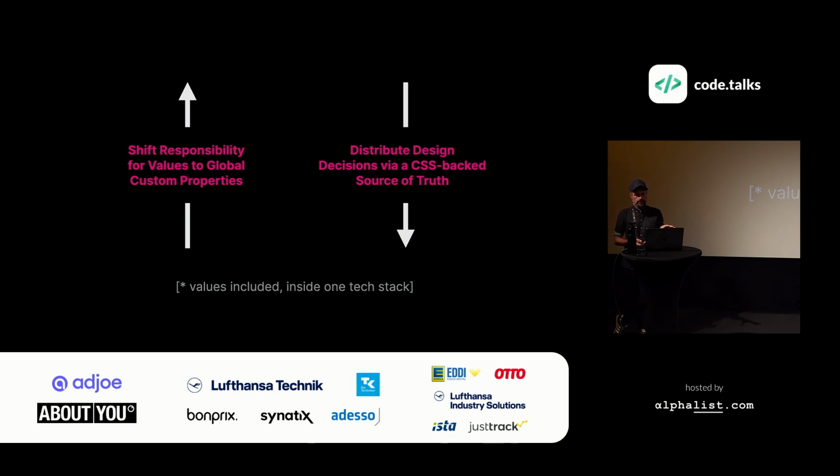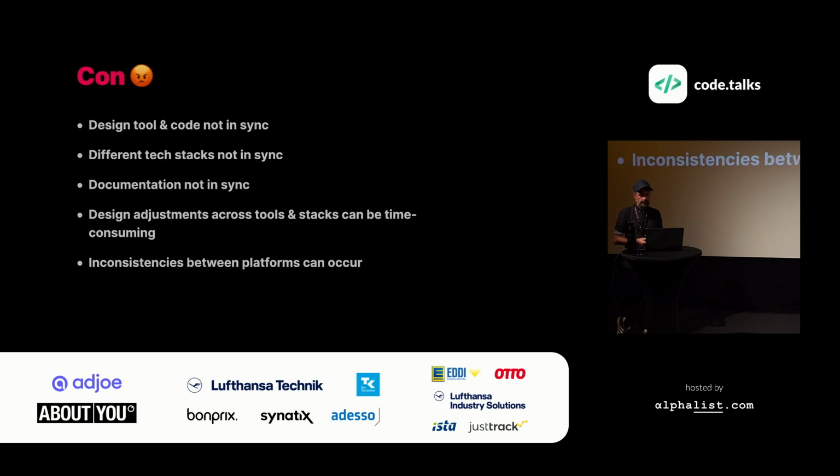So how did we do that? I think we shifted the responsibility for our values to the global custom properties. And now we distribute these design decisions with some kind of CSS-backed source of truth. Now our values can be consistent inside one tech stack. But still, and now I think we come to the real problem. At this point, probably many people work in a design tool like Figma, and you have probably an app, a marketing site, and different platforms.